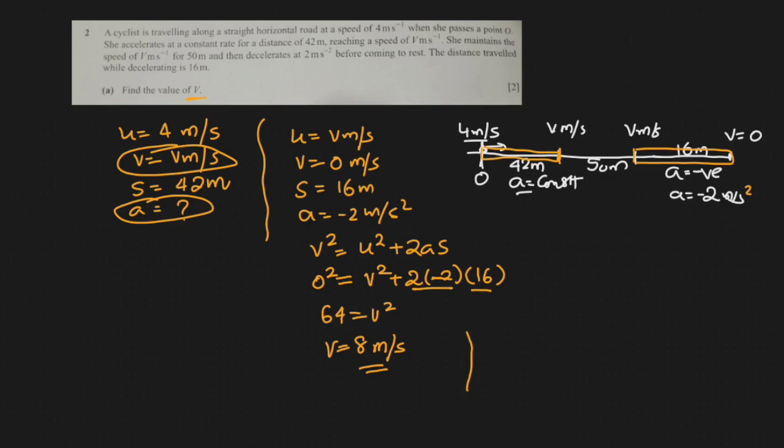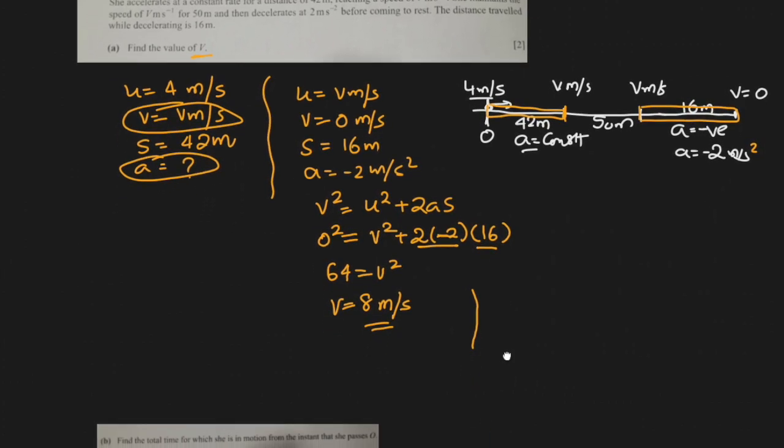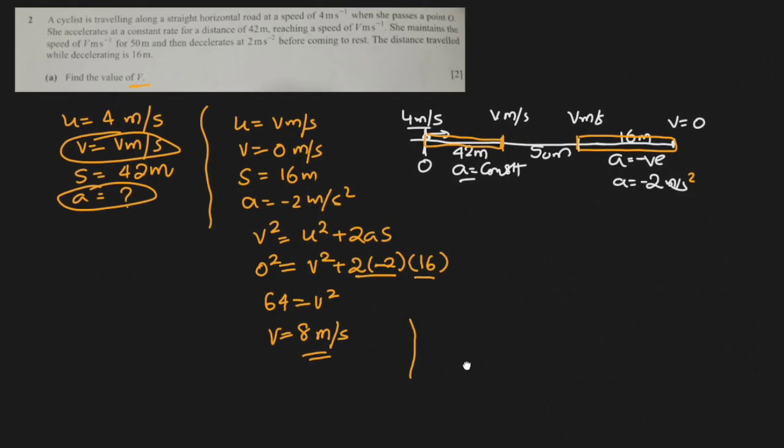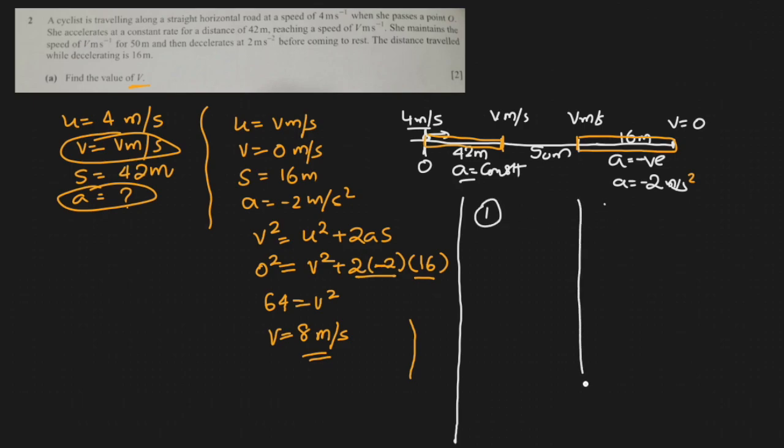Okay. Let's move on to the next part, which is find the total time for which she is in motion from the instant that passes from O. So whole journey, what is the time? That is the question here. So we'll try to do that now. First, let's make it in 3 parts: 1, 2, and 3. Here we knew most of the things, so let's find this one first.